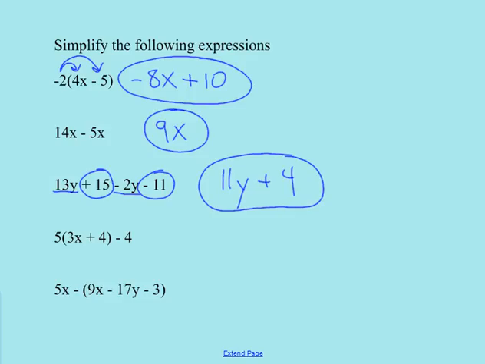Next, we have 5 times the quantity 3x plus 4, minus 4. So the first thing we're going to have to do, remember order of operations, we're going to multiply the 5 times everything in parentheses. So 5 times 3x is 15x. 5 times positive 4 is positive 20. And now we still have the minus 4 that's on the end. And since 20 and 4 are both constants, we're going to combine like terms. So 20 minus 4 will be 16. So we have 15x plus 16.